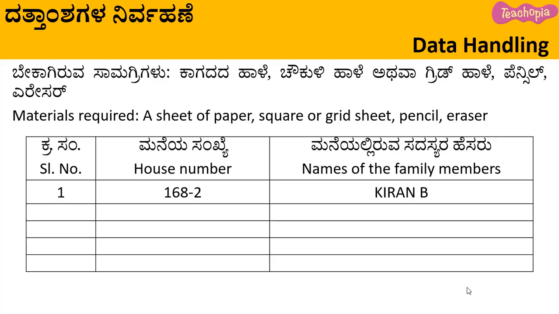Construct the below table which is required for this activity. The table must contain serial number, house number and names of the family members as headings. Here we will be writing the names of the family members and the house number, and we are constructing the bar graph by using the number of letters in the family members' names.